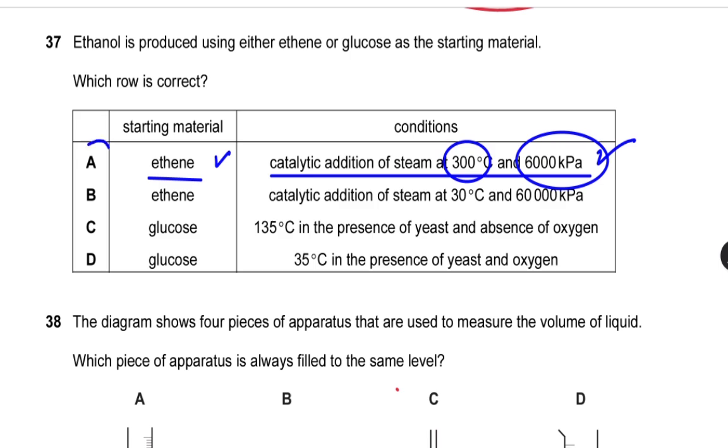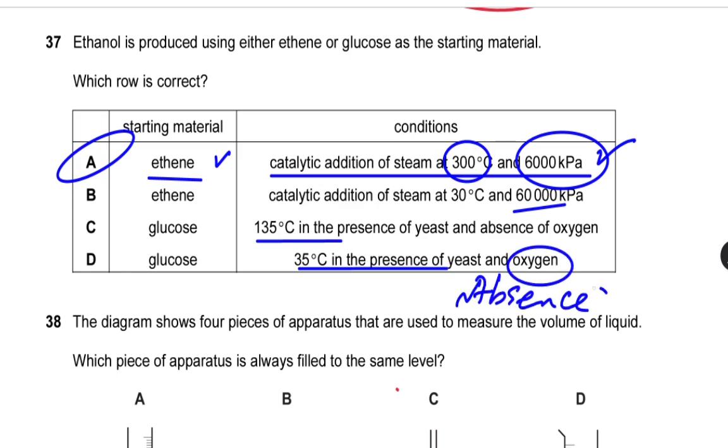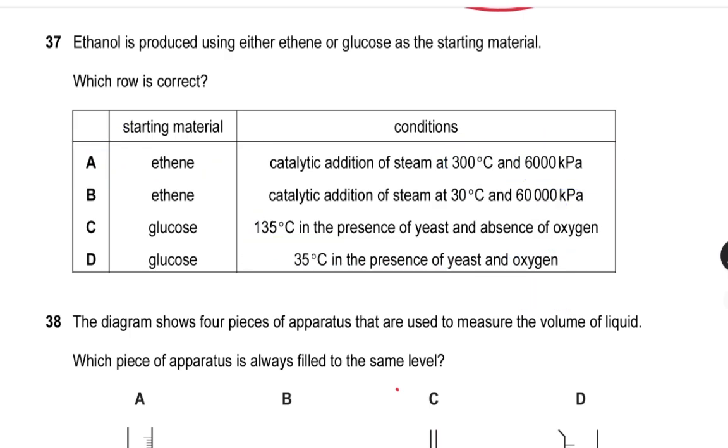This option is correct. What about the rest? Ethene, catalytic addition, steam. This is wrong, 135 is wrong. 35 in the presence of yeast and in the absence of oxygen, this reaction takes place. Not 135, only 35 degrees centigrade temperature is required.